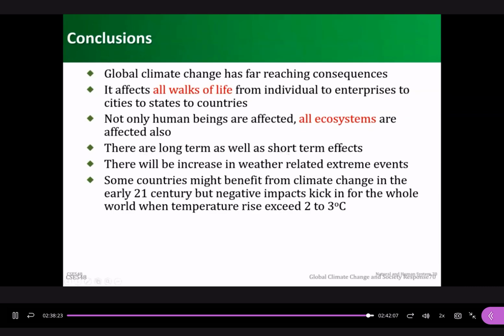There are long-term as well as short-term effects. In the long term, all effects are negative. In the short term, some regions or some sectors experience a positive effect. There will be an increase in extreme weather events. Some countries may benefit from climate change in the short term. So can you imagine which country can benefit from climate change? In general, it's the countries close to the Arctic region, such as Russia and Canada.